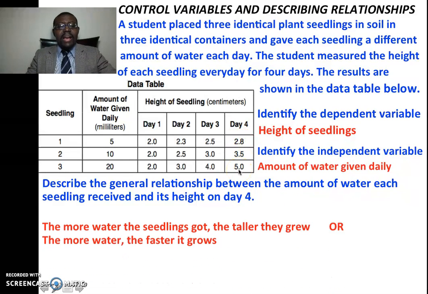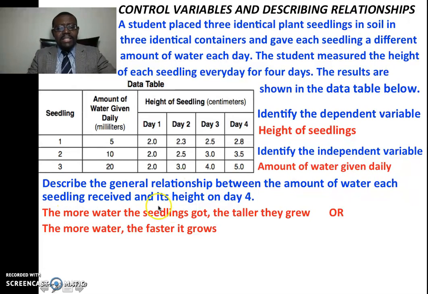So we can say that the more water the seedling got, the taller they grew. Or the more water, the faster it grows. So if you increase the amount of water, the height of the seedling is also increasing. That's a general relationship between the amount of water given daily and the height on day 4.